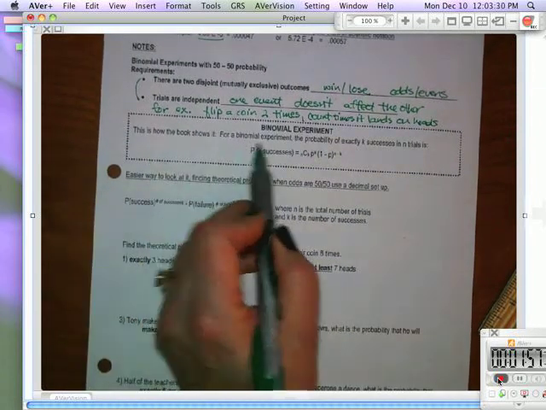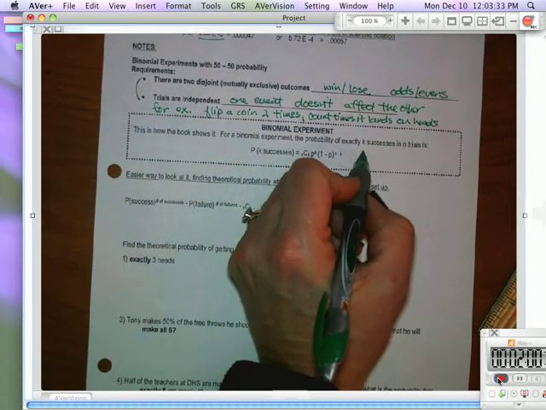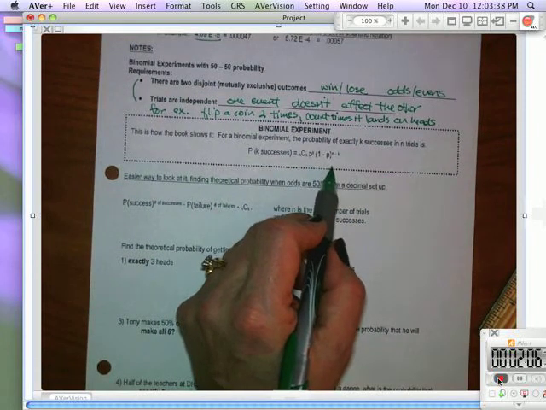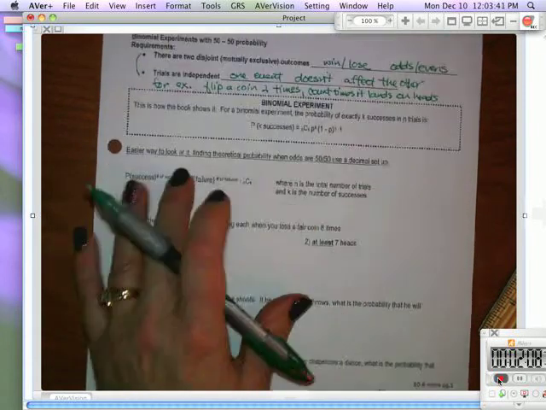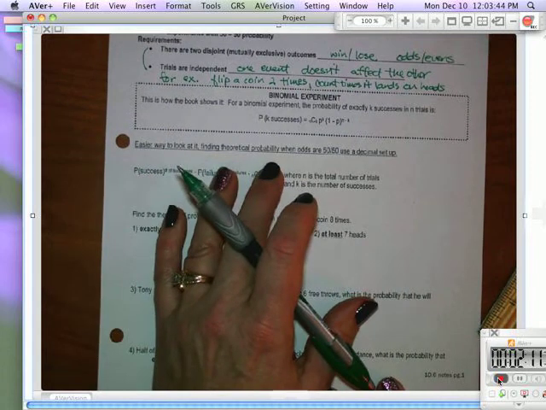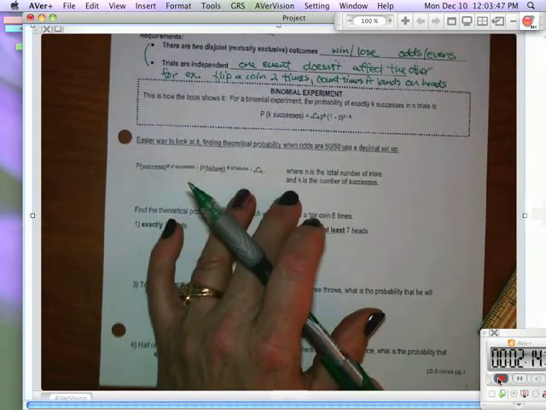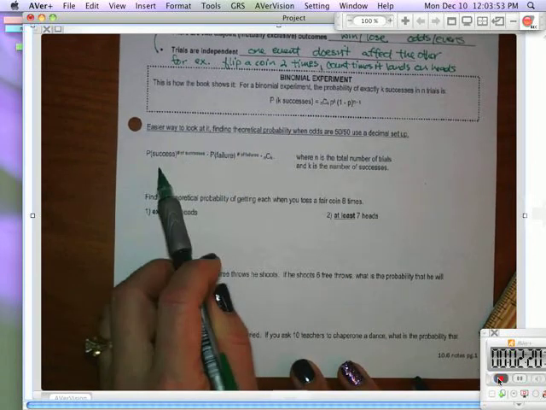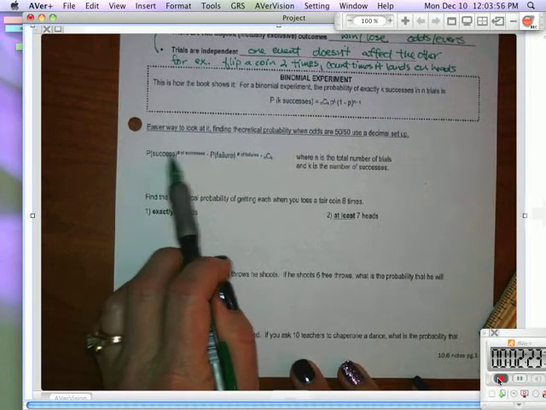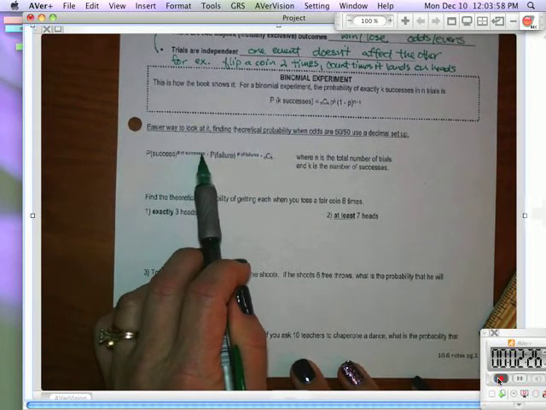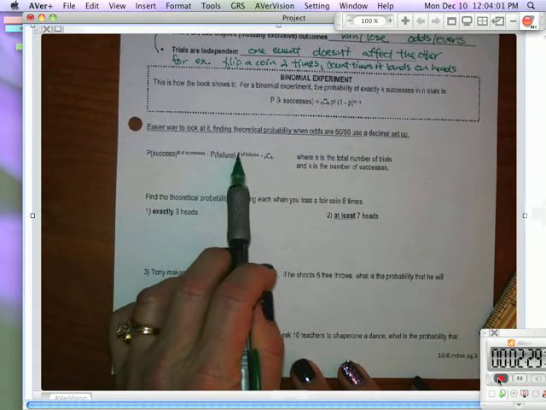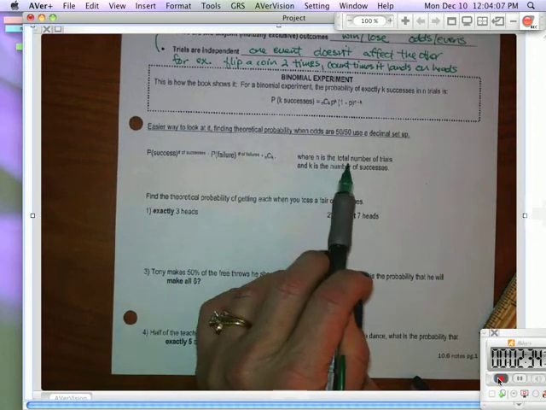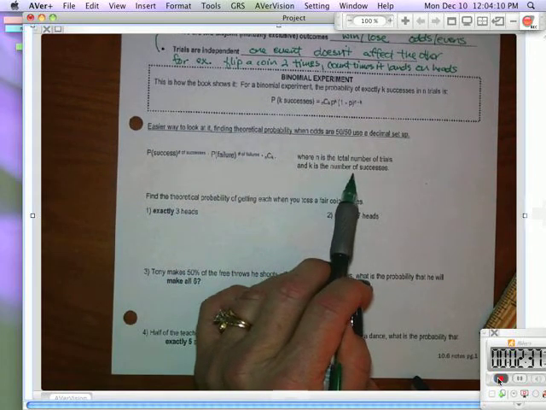For a binomial experiment, the probability of exactly k successes, the number of ways it can happen, in n trials is this. And that's okay. I just wanted to show it to you because that's what's in the book. An easier way to look at it, finding the theoretical probability when odds are 50-50, is to use a decimal setup. This is basically the same thing that they have up here. I just wrote it in easier words. The probability of success raised to the number of successes you're looking for, times the probability of failure raised to the number of failures, times n choose k. N is the total number of trials and k is the number of successes.